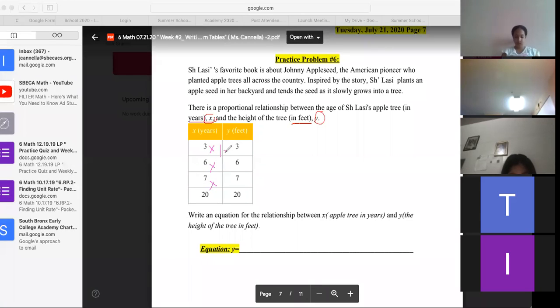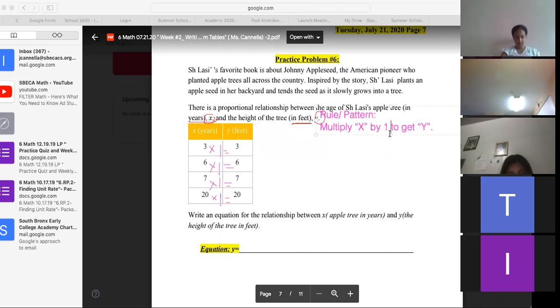Talk to me about 6 and 6. What do we do? Multiply by 1. 7 and 7, multiply by 1. And 20 and 20, multiply by 1. Okay, so now, Jaden, if you tell me we have to multiply by 1, let's be more specific. What are we multiplying 1 by to get Y? We're multiplying X or Y? X. We multiply X, which is the years, by 1 to get Y. All right, Jaden, now we're going to actually demonstrate.